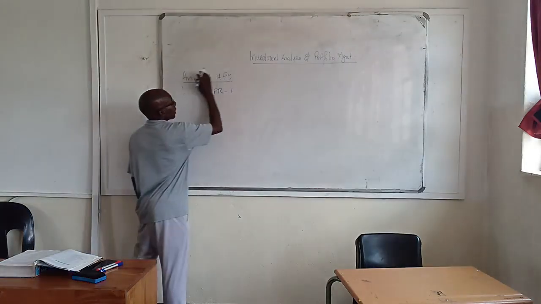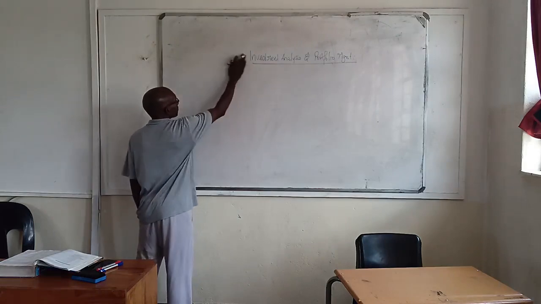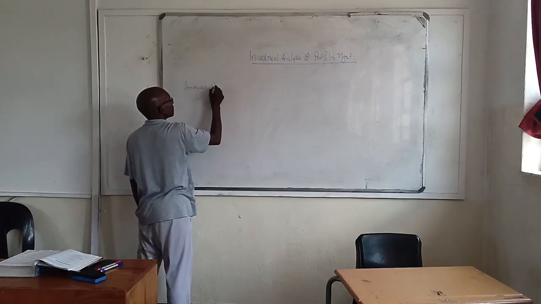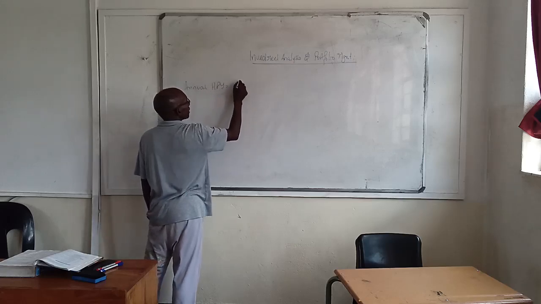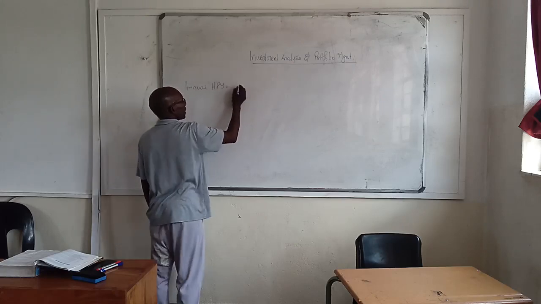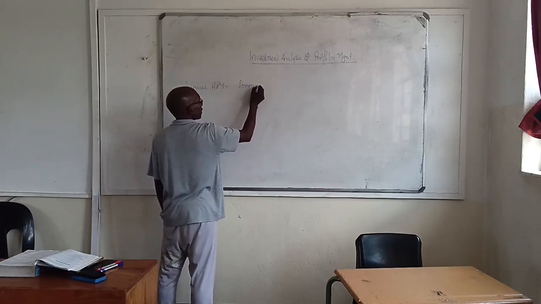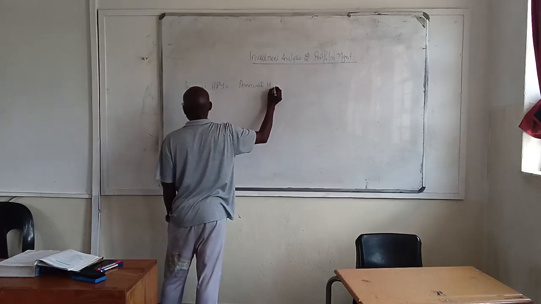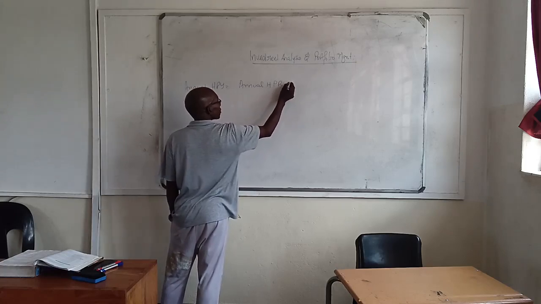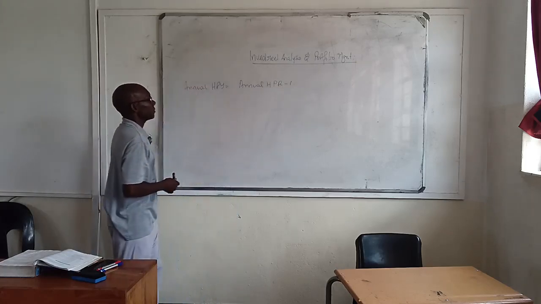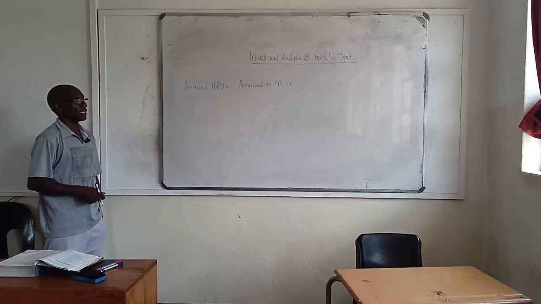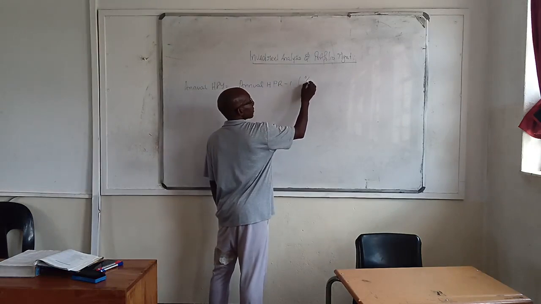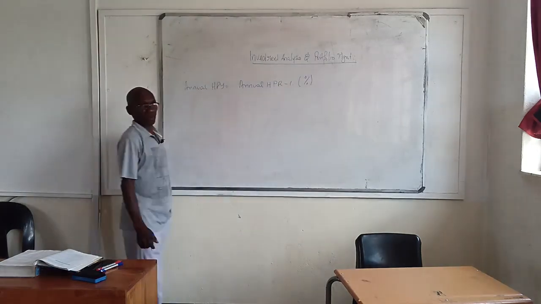Annual HPY is equal to annual HPR minus 1. And that is in percentage, and the answer should be in percent. Remember that? We did that. The answer should be percentage.